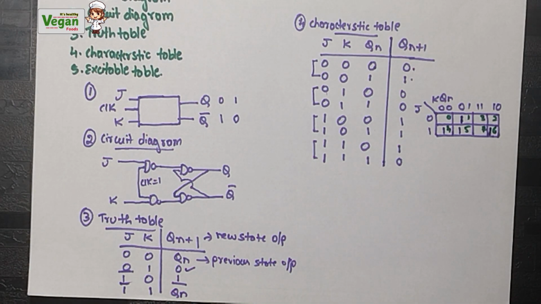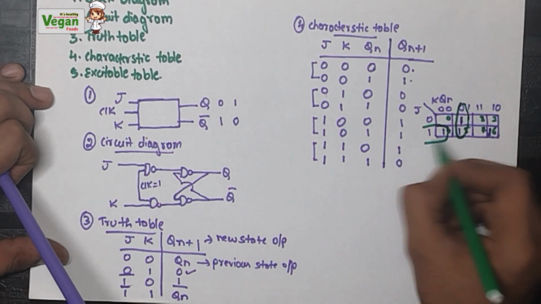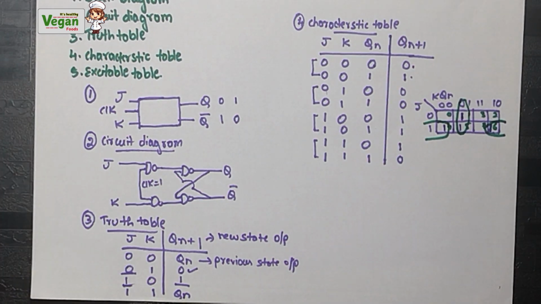While grouping the K maps, we must know that we can group them using powers of 2. That is 2 power 1, that is 2, 2 power 2, 4, 2 power 3, 8, like that, 2, 4, 8, 16, we can group. So now let's group with 2 members each. These two and these two will be grouped.